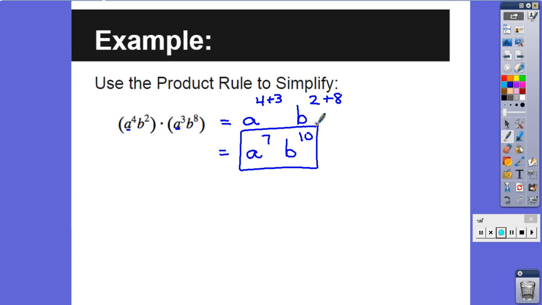So we're going to practice some problems here with the product rule, and let me know what questions that you have as we're working through this.